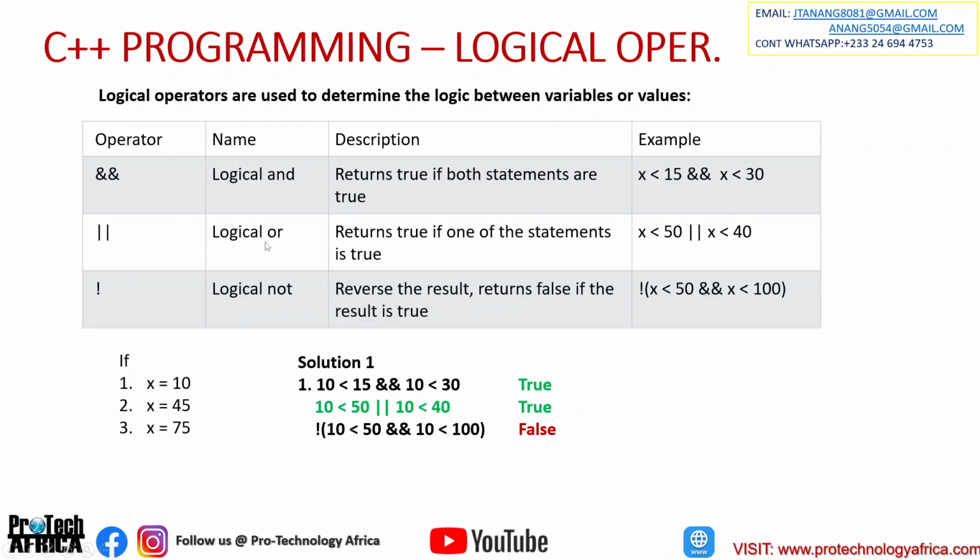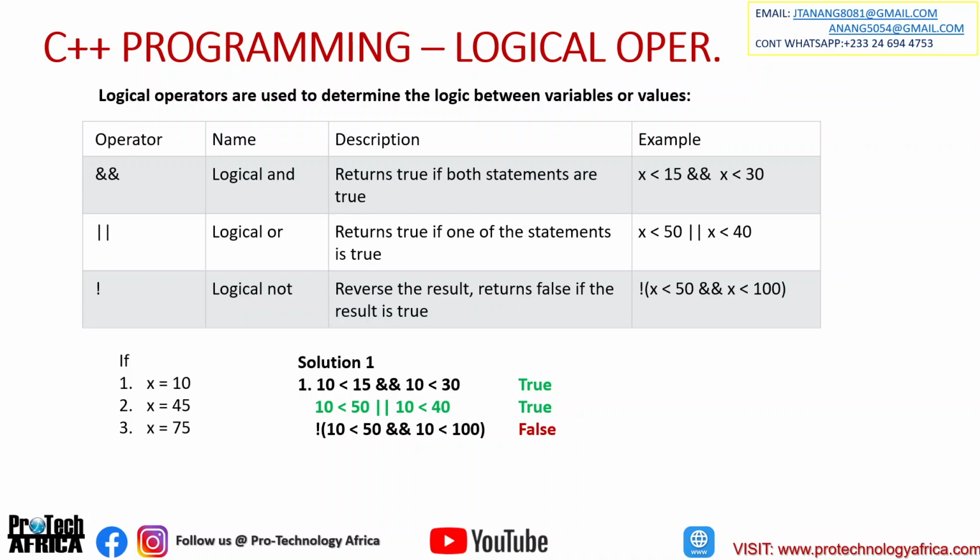And then we have the logical OR. We say that it returns true if one of the statements is true. x is less than 15 or x is less than 40. Both statements are true. Over here, we only need one statement to be true for the result to be displayed as true. If both statements are false, the result becomes what?